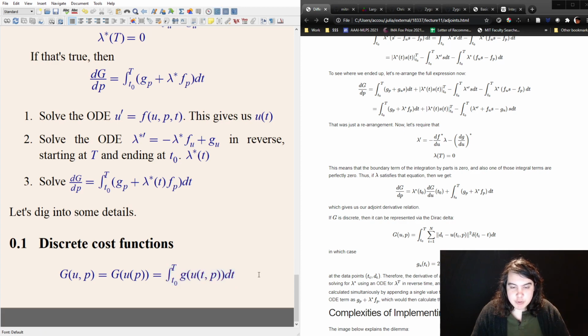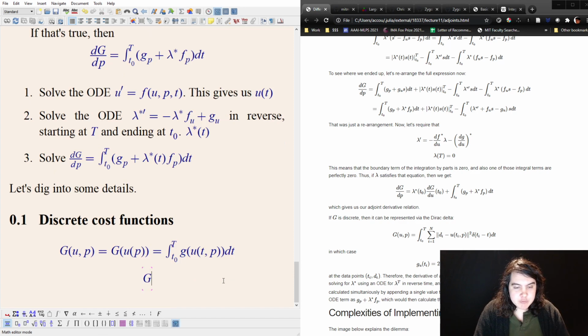So instead, what you need to do if you're thinking about that is write an equivalent cost function where, for example, at time t equals 1, I want to take the difference between my numerical solution and my data. The way that you'd write that cost function in an integral would be to use the Dirac delta function. So you'd say something like the sum over i equals 1 to n, where n is the number of time points where I have a piece of data, of the difference between my data and my ODE solution at that time point.